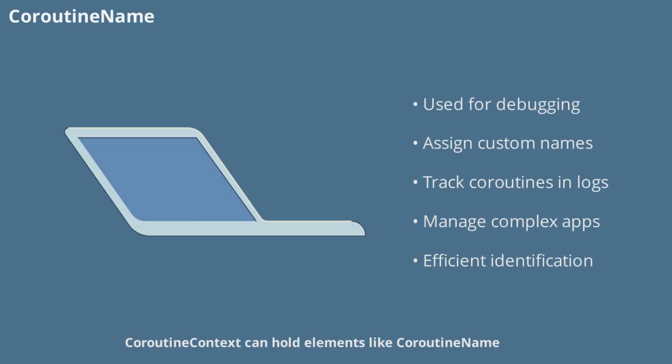Coroutine context can hold elements like CoroutineName, used for debugging or custom needs. Assigning a name to a coroutine, such as CoroutineName("coroutine"), makes it easier to track in logs and debug issues. This feature is particularly helpful in complex applications where multiple coroutines run concurrently, allowing developers to identify and manage them efficiently.